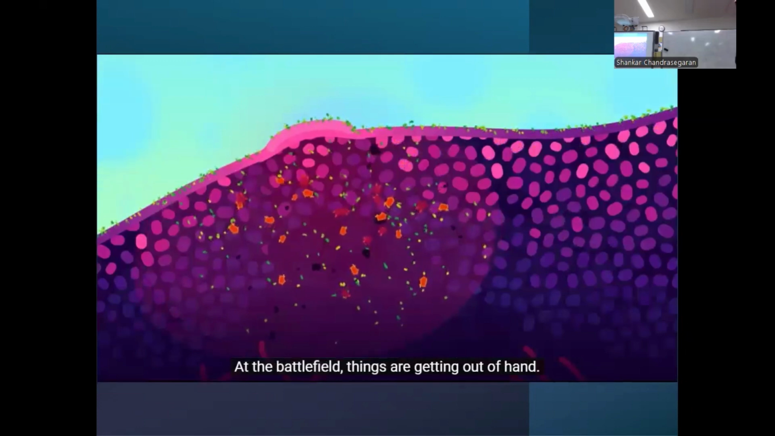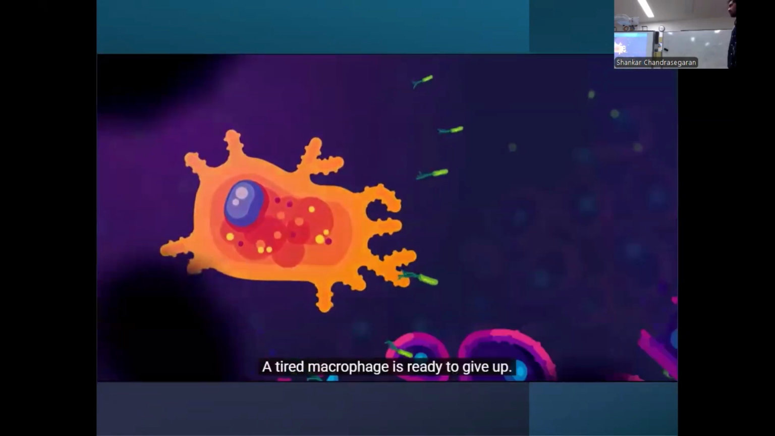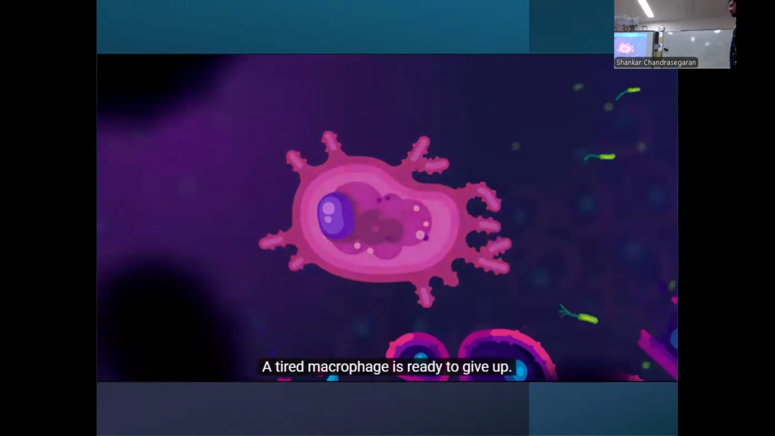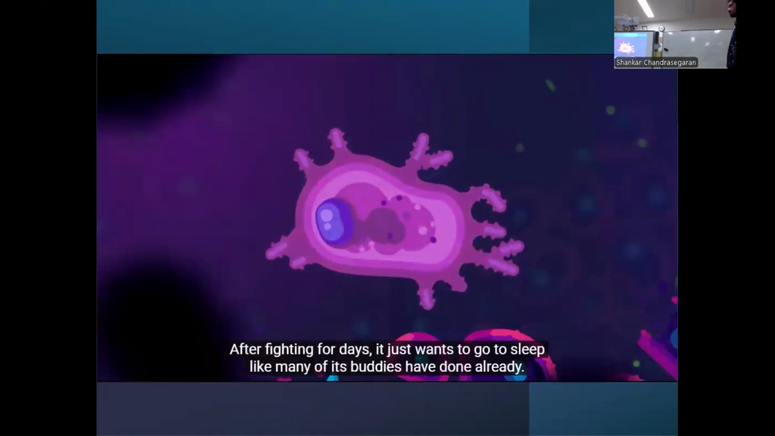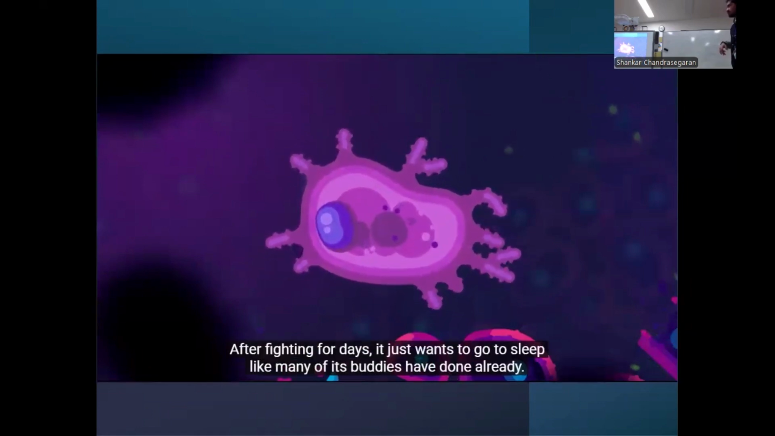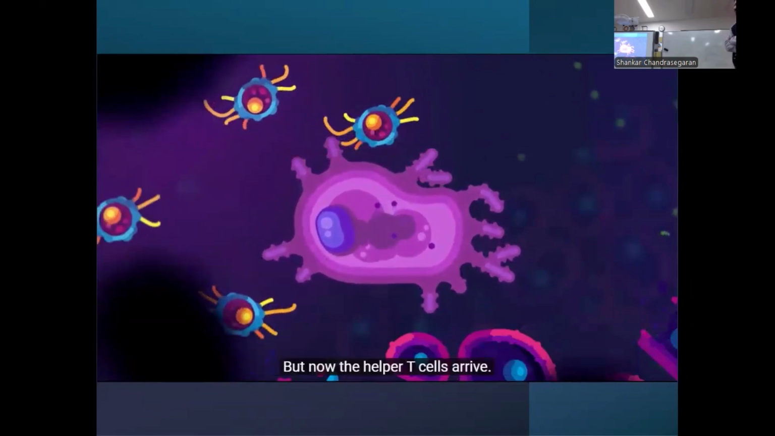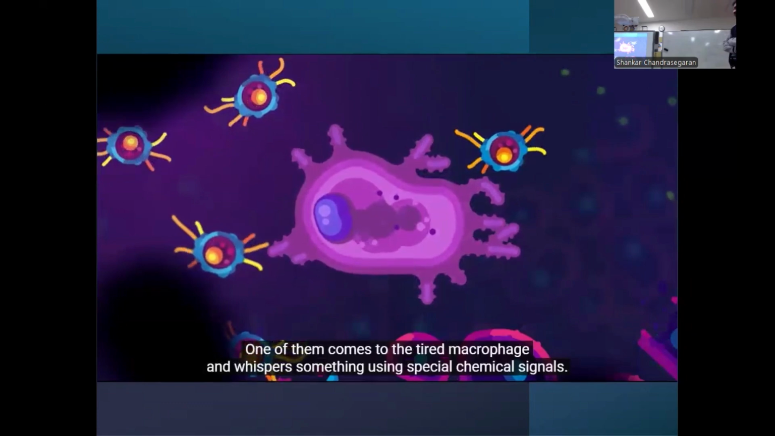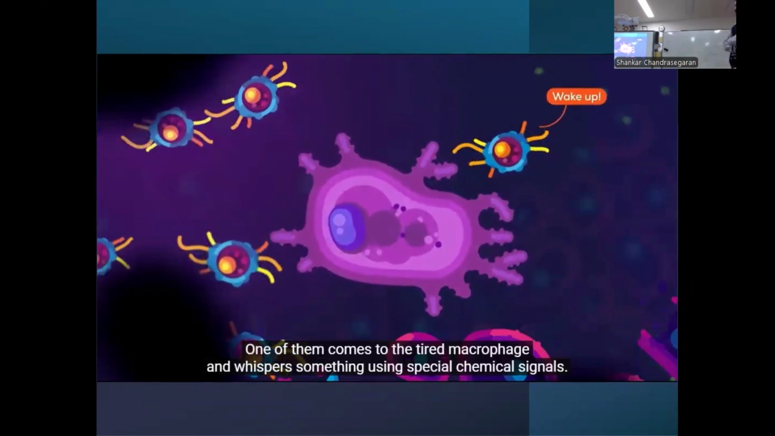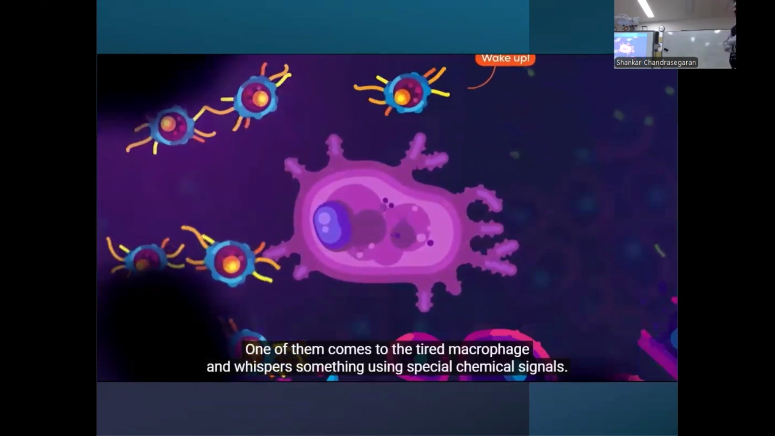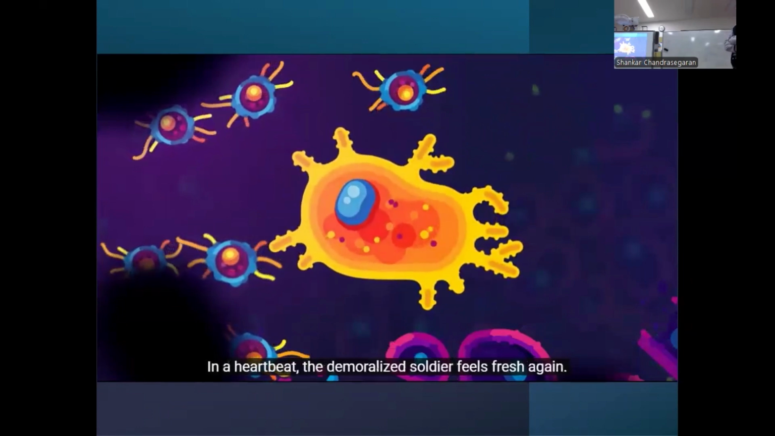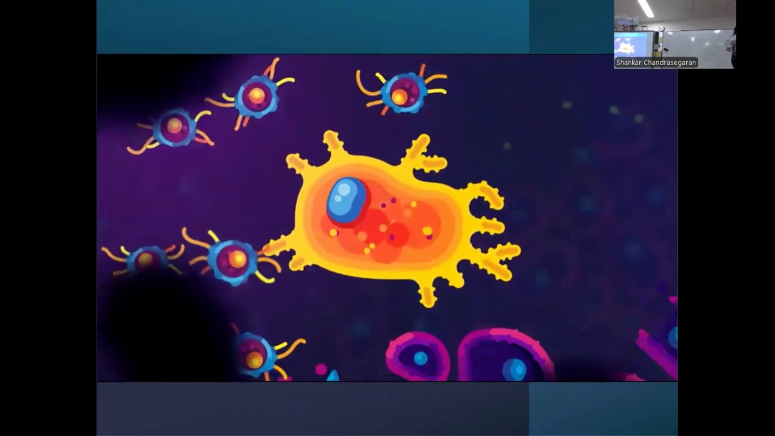At the battlefield, things are getting out of hand. A tired macrophage is ready to give up. After fighting for days, it just wants to go to sleep, like many of its buddies have done already. But now the helper T cells arrive. One of them comes to the tired macrophage and whispers something using special chemical signals. In a heartbeat, the demoralized soldier feels fresh again.